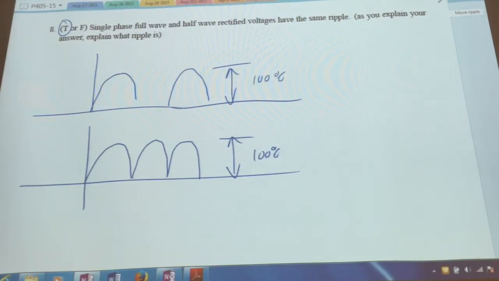I'm a little bit confused about what the ripple is. The distance between the top and the bottom? Yes, exactly. It's the distance measured down from the top. And in both of these, you're going from the peak all the way down to 0. And the one to compare it to is the three-phase full wave, where it only goes down 14% or something like that.